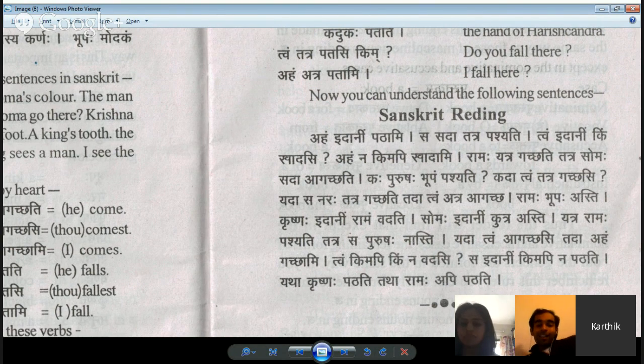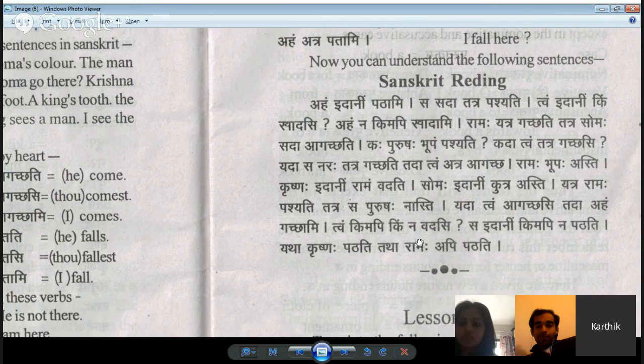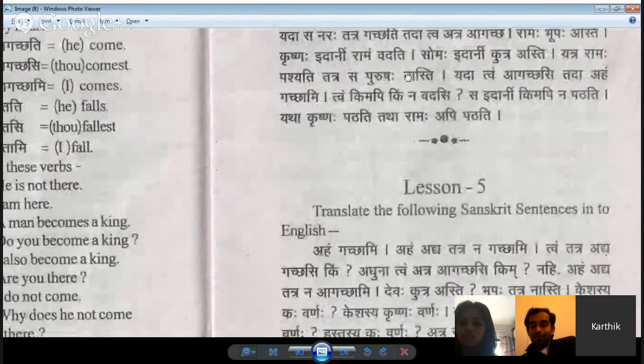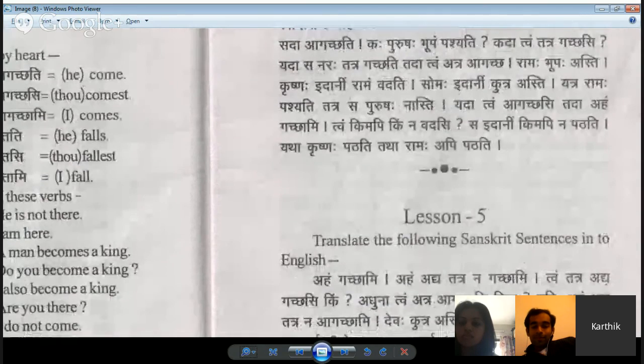I see. Like yatha raja tatha praja, like that. Yeah, how the king is, the same way the people are. So that's what it is. Yatha tatha. Okay. So with that we come to an end of lesson 4. So we can stop with this, and the lesson 5 we can take up in the next class. Harihi Om.